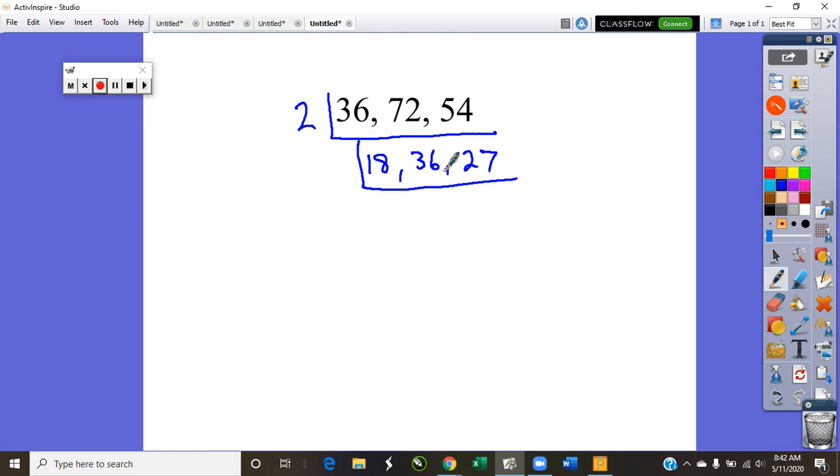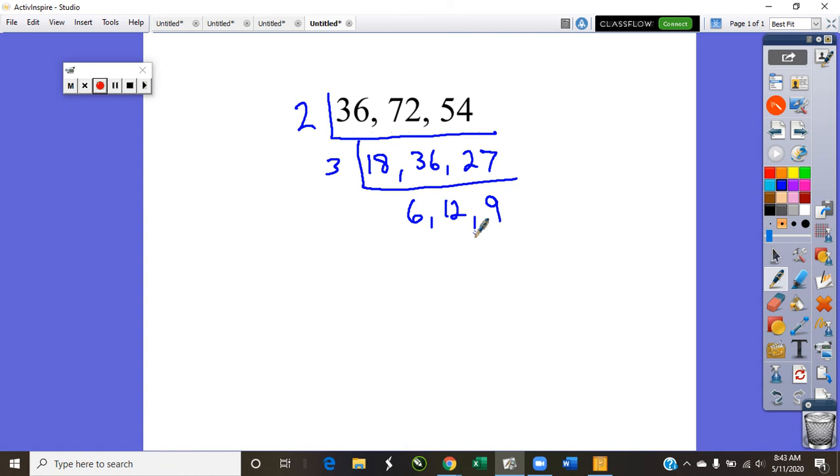How about 3? Do you think 3 will work? Let's give 3 a shot. 3 goes into 18. Does 3 go into 36? Yes. Does 3 go into 27? Yeah. So let's do 3 out here. 3 goes into 18 how many times? 6. How many 3's go into 36? 12. And how many 3's go into 27? 9. Okay. Let's look at these 3. Can 2 go into all 3 of them? Yes, yes. But 2 can't go into 9, can it?